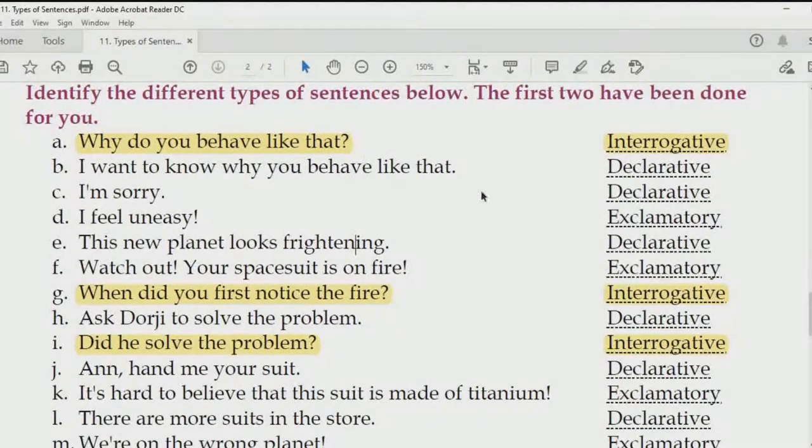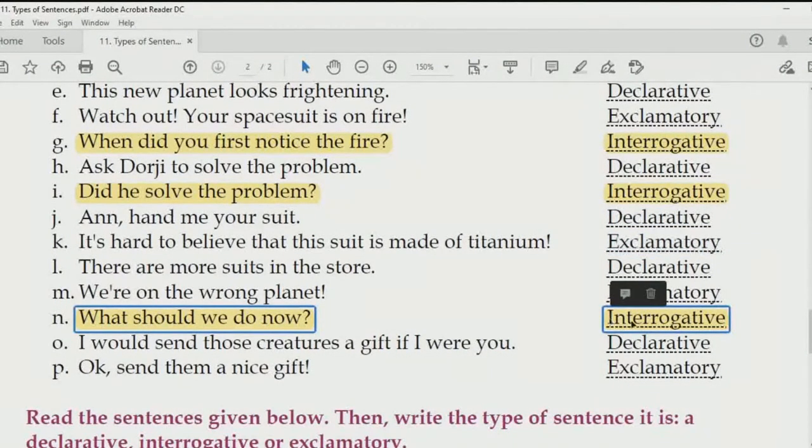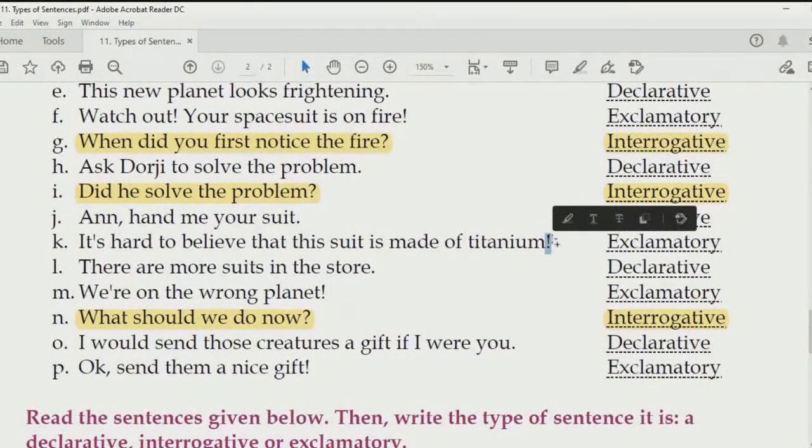So I won't read all these again. I hope you understood the difference between declarative, exclamatory and interrogative. Very easy. I'll give you a shortcut way to understand. Just see the last symbol. Is it an exclamation mark? Is it a full stop? Or is it a question mark?